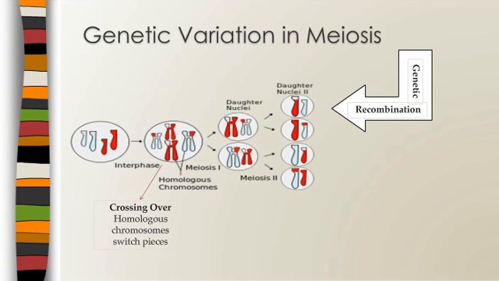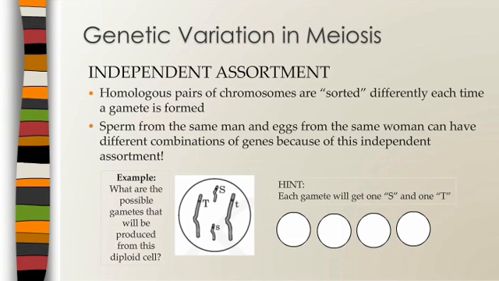This is an example of genetic recombination. It is one reason that you get genetic variation when the process of meiosis is used to allow for sexual reproduction. Another way that you get genetic variation in meiosis is through the process of independent assortment. And you have a space to write this in as well. Go ahead and define it first. Homologous pairs of chromosomes are sorted differently each time a gamete is formed.